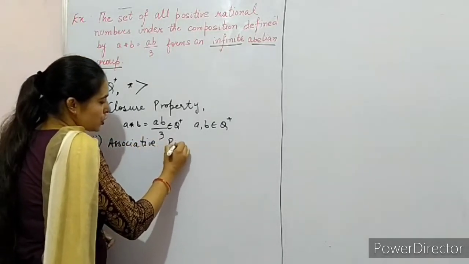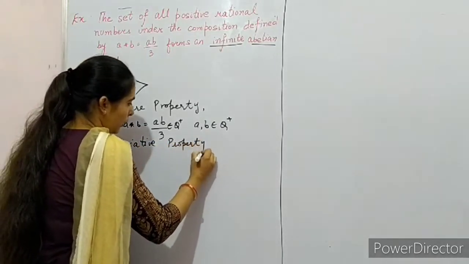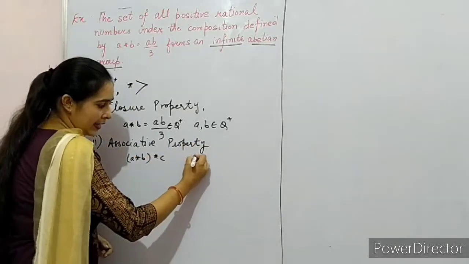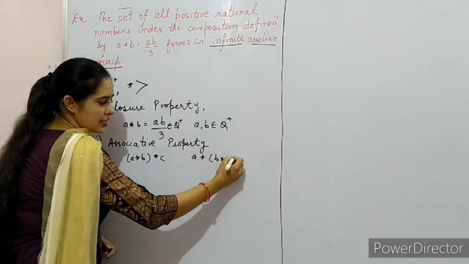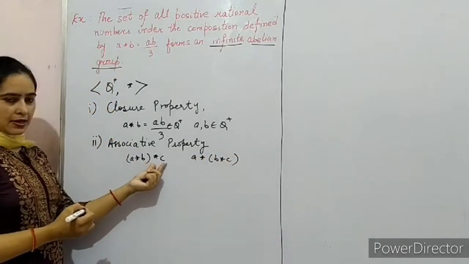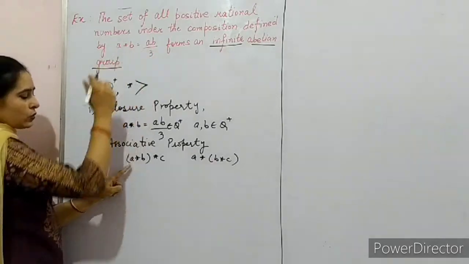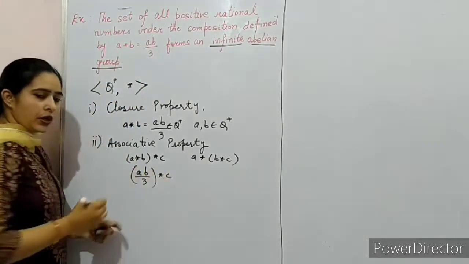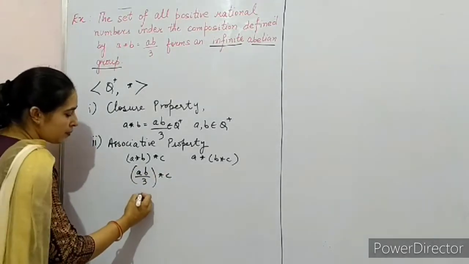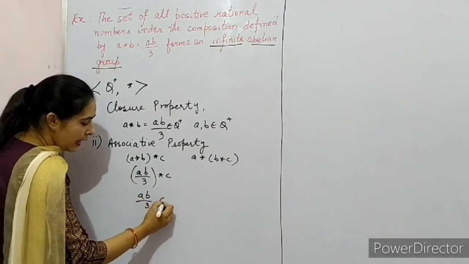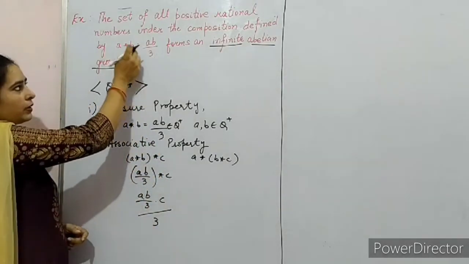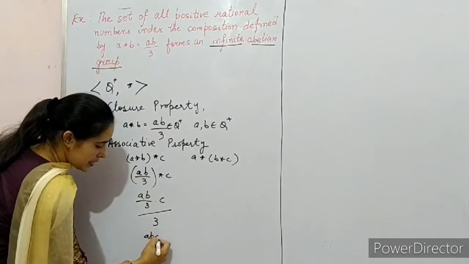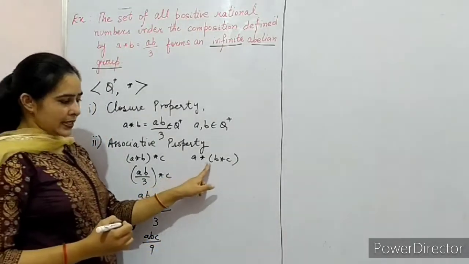Now to check the associative property, we have to calculate (A star B) star C and A star (B star C). Now what is (A star B) star C? What is A star B? According to this definition, it is AB by 3, star C. Now again operate star. Multiply these two elements and divide by 3. It will become ABC by 9. Now calculate this one.